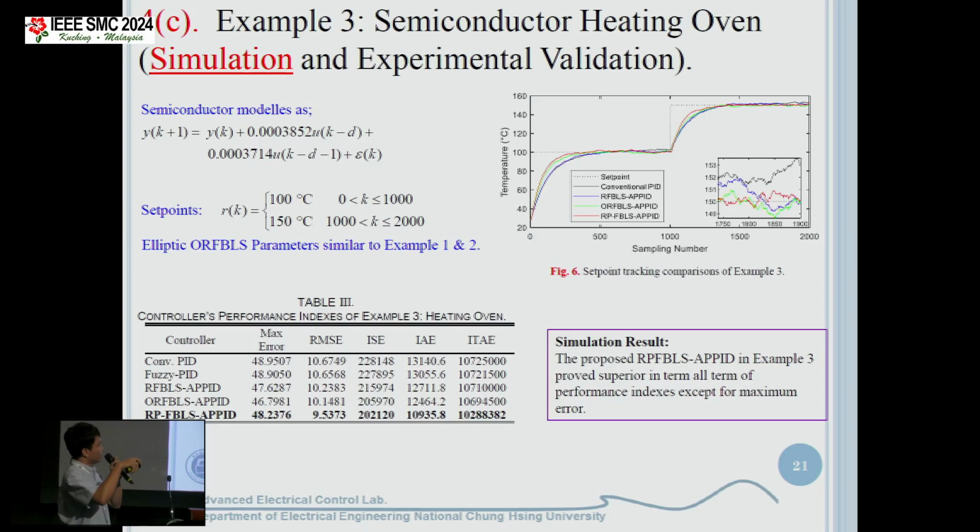Then we have Figure 6 here, which is the set point tracking comparison, where as you can see in the red line, our proposed method has a faster rise time, a little bit faster than our last study. And from Table 3, we know that the proposed method in example 3 proved superior in all performance indexes except for the maximum error. Note that all of the data written here is collective data. We do 20 simulations and then take an average of them.